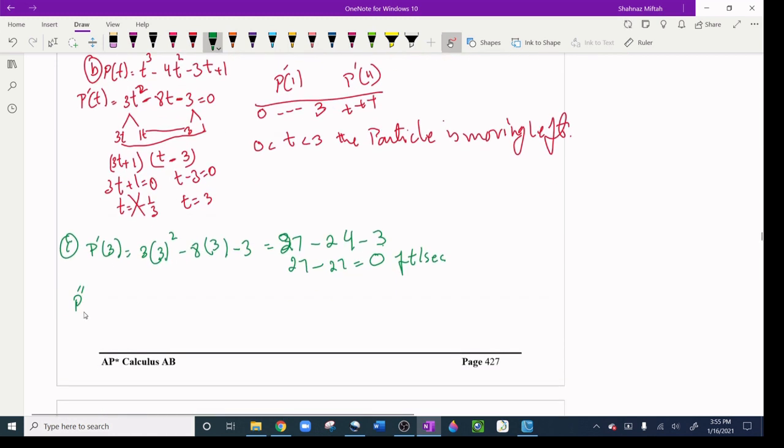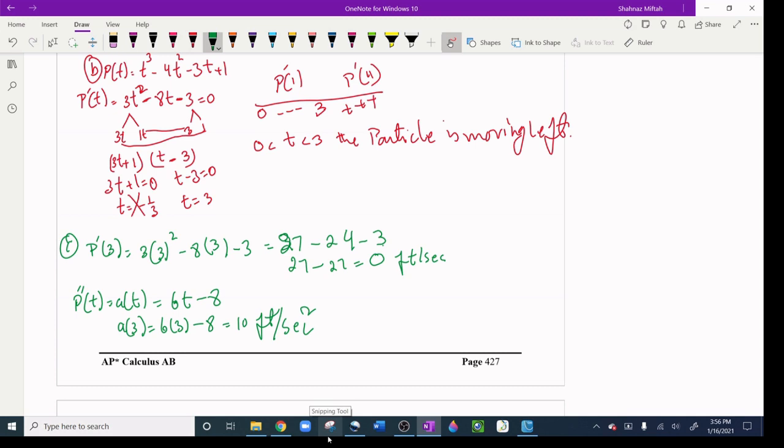Now let's figure out p double prime 3, which means I have to take a derivative of the function, which is that one. That's an acceleration. Take a derivative: 3 times 2 is 6t minus 8. Plug in 3 there: 6 times 3 minus 8. 18 minus 8 is going to give me 10. And that will be feet per second. Since that's acceleration, I'm doing it twice, so it's going to be seconds squared.